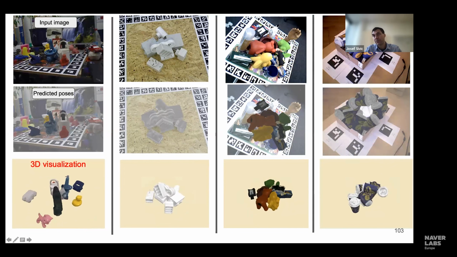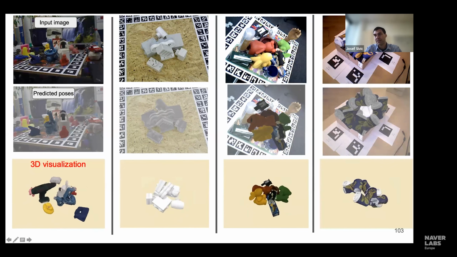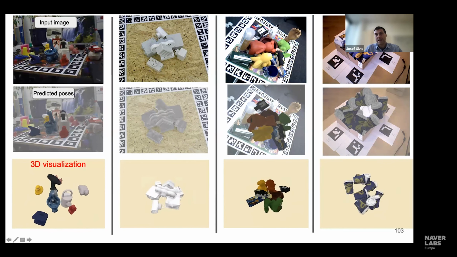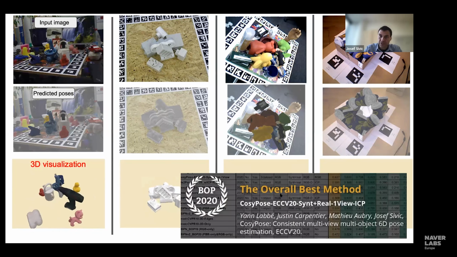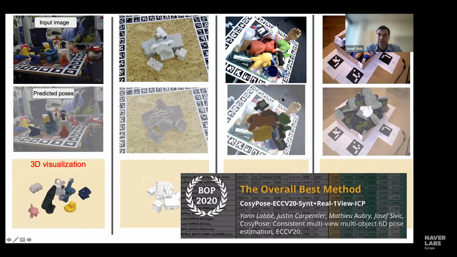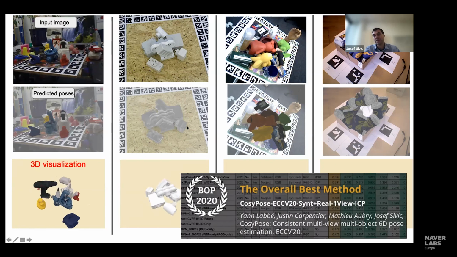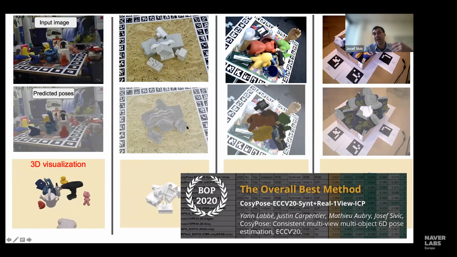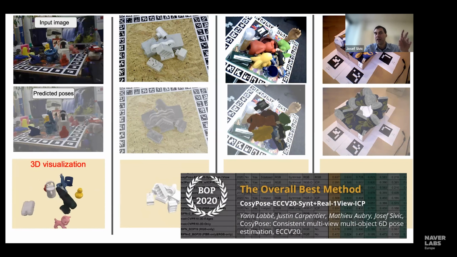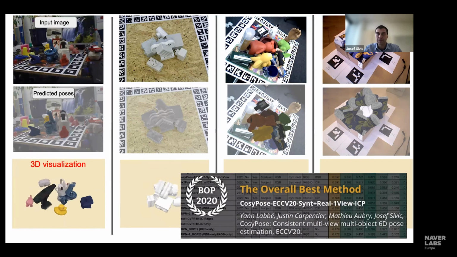This method works even for objects which are self-similar, like these similar cups here. And it does work very well. There is a challenge associated with this problem, 6D object pose estimation, and this approach has obtained very good results, outperforming some of the other methods and reaching the accuracy of methods using depth information, whereas this is only RGB based.